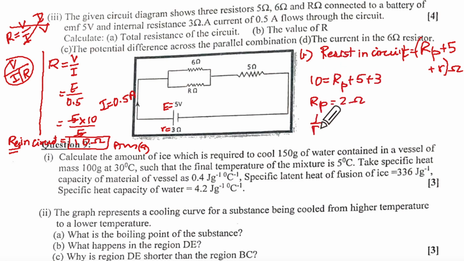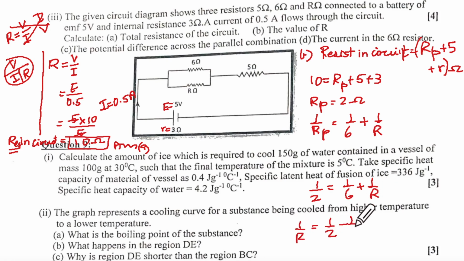So 1 upon RP will be equal to 1 upon 6 plus 1 upon R. So 1 upon 2 is equal to 1 upon 6 plus 1 upon R. So 1 upon R will be equal to 1 upon 2 minus 1 upon 6. That will give me, with LCM 6, 3 minus 1, 2 upon 6, which means 1 upon 3. So the value of R is 3 ohm. So this is going to be my answer B.